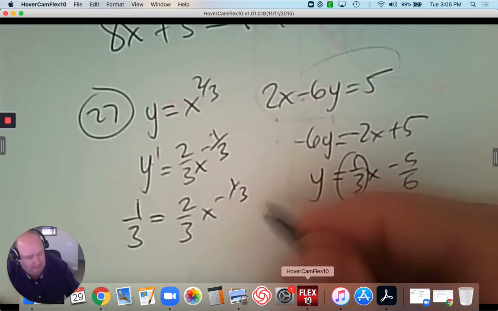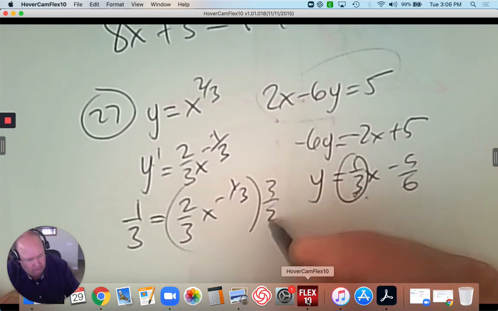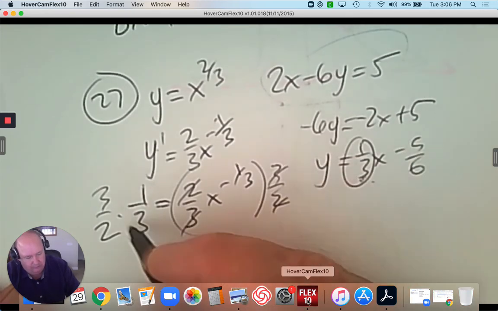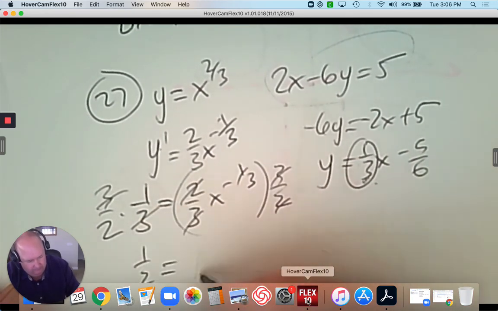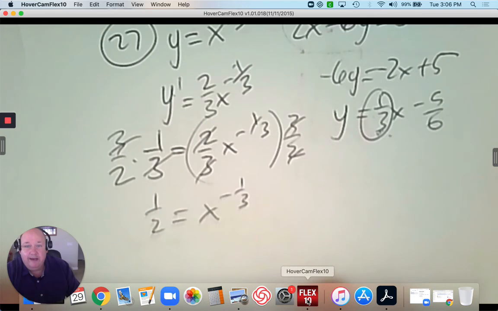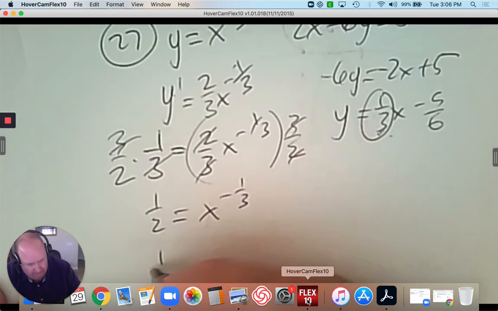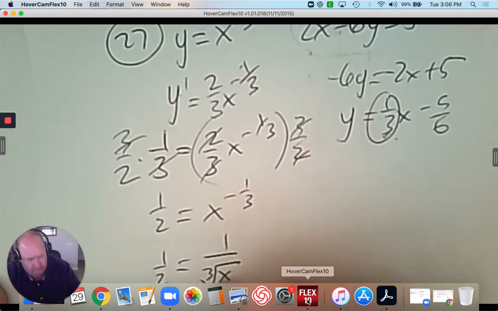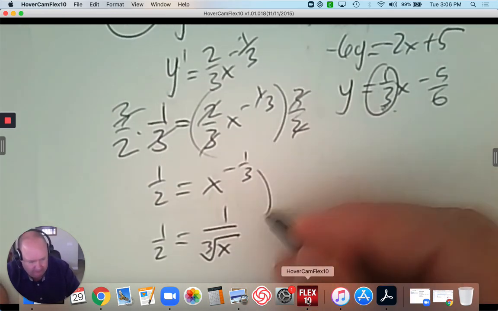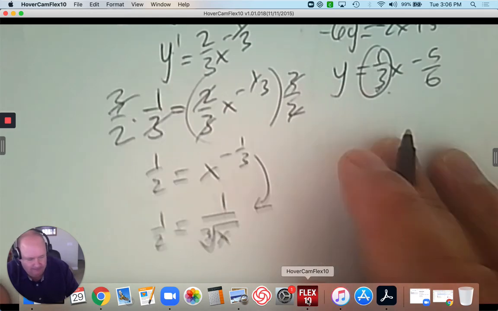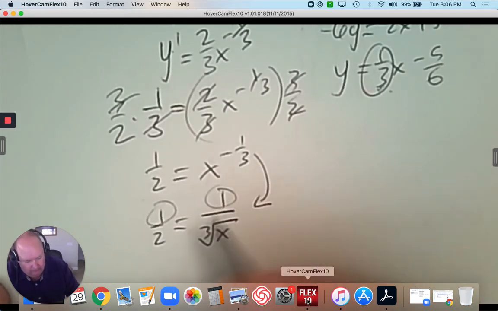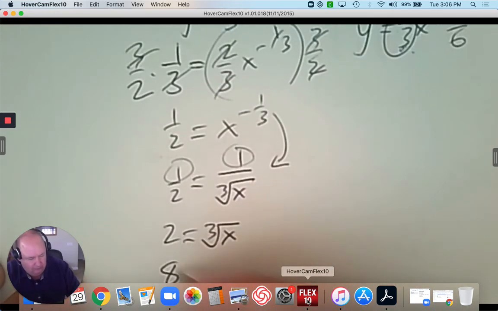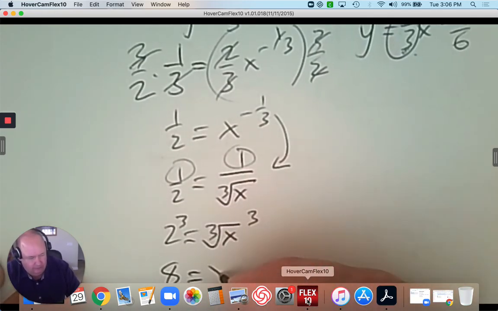So multiply by the reciprocal, which is 3/2. That gets rid of the fraction. We got 1/2 here. Recognize that a negative exponent means the reciprocal. That's the cube root of x. Sometimes it's easier to write it non-calculus-like to solve the algebra. Notice the numerators are the same, so I can just make the denominators equal to each other and then cube both sides and you got what x equals.